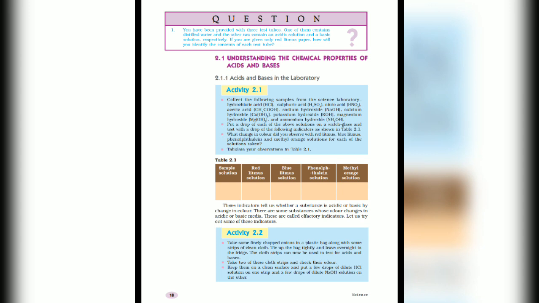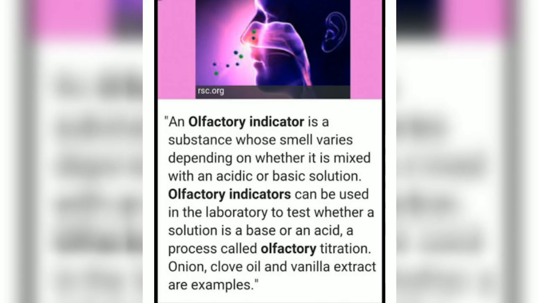So dear student, one more indicator is also there in your textbook, that is the olfactory indicator. Dear student, what are olfactory indicators? Such indicators which change their smell when they come in contact with acids or bases. What kind of indicator is this? You will know by the smell, you will not know by the color. So again we are using the natural materials, but in this there will be a change in the smell. So let us see the definition.